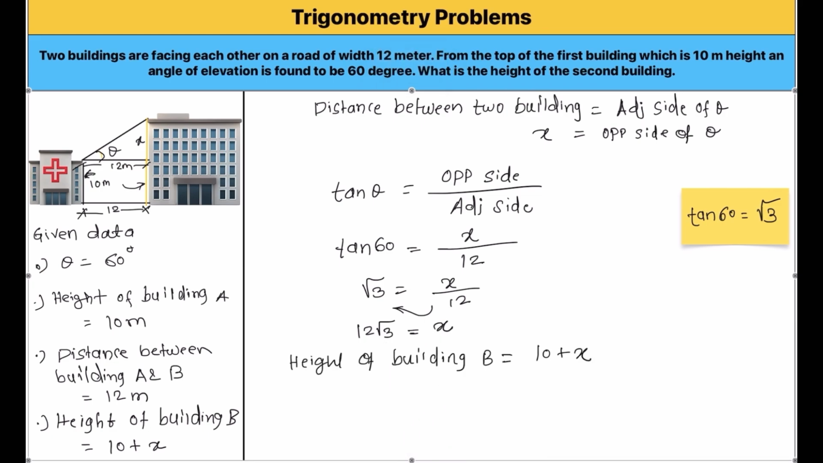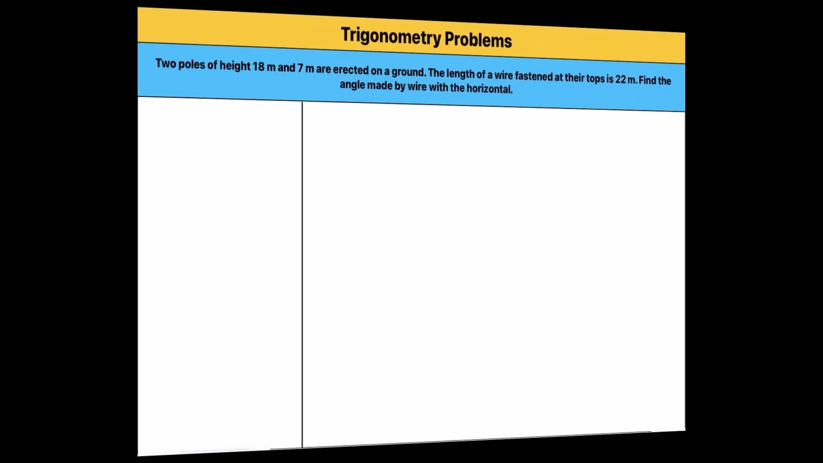We have already seen height of building B is 10 plus x. Now we have found out x. Height of building B is 10 plus 12 root 3. Let's move on to the next.